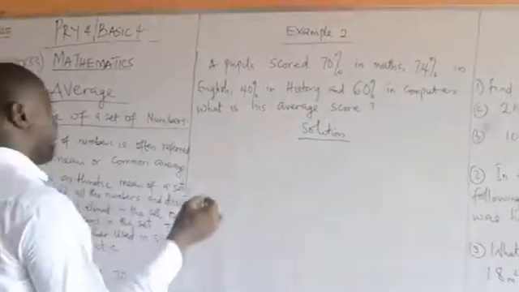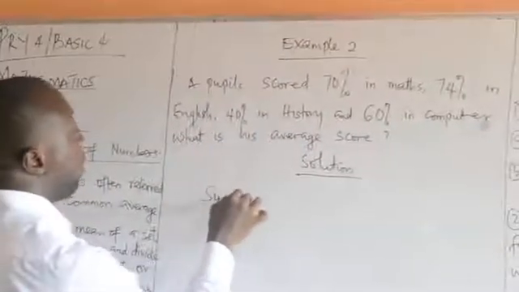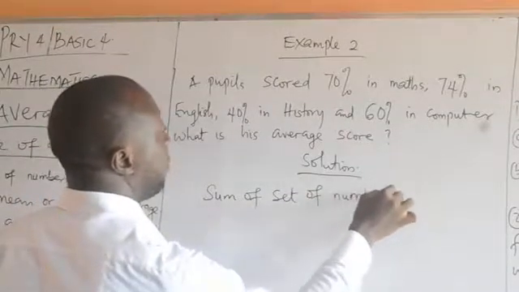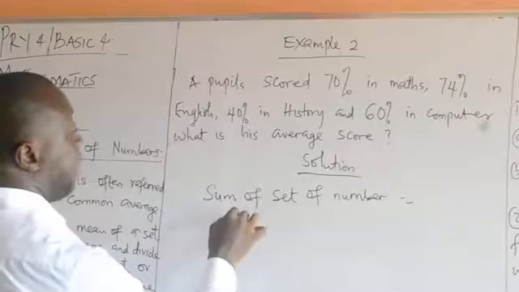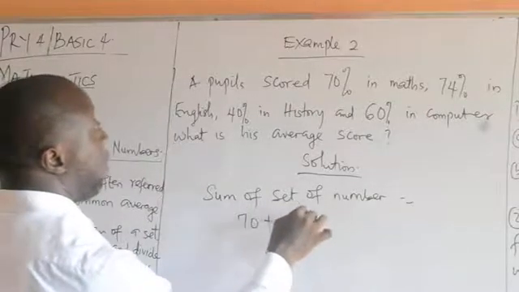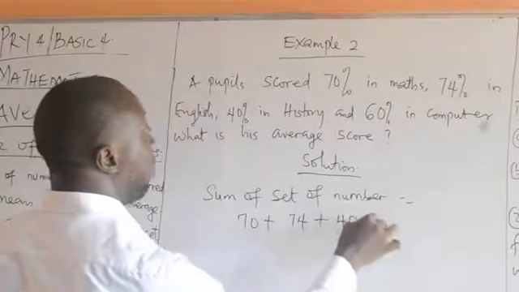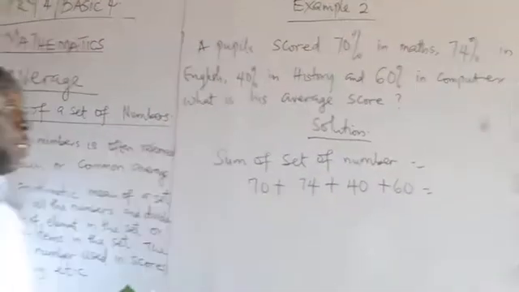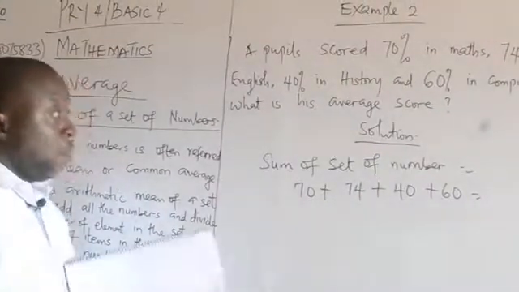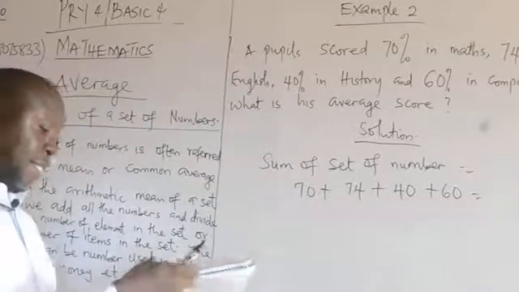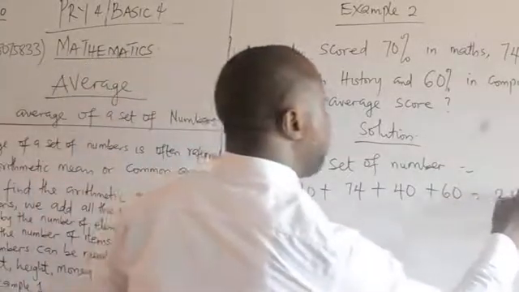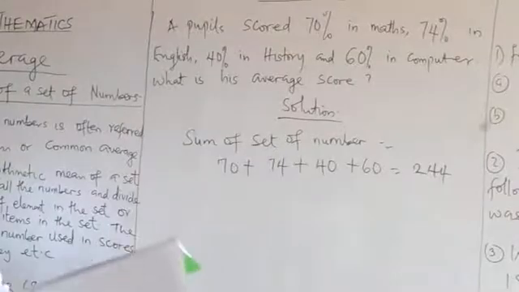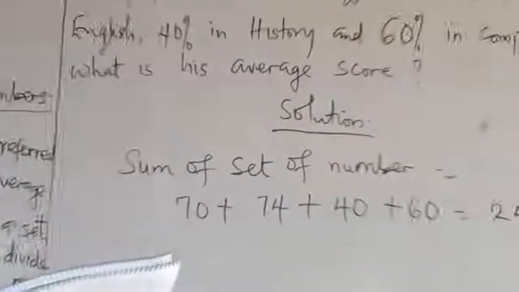The sum of the set of numbers is equal to 70 plus 74 plus 40 plus 60. 70 plus 74 plus 40 plus 60 will give us the sum of 244.